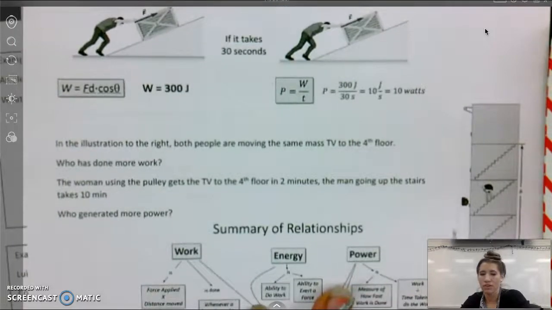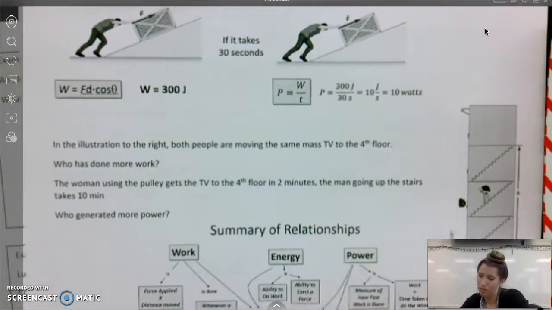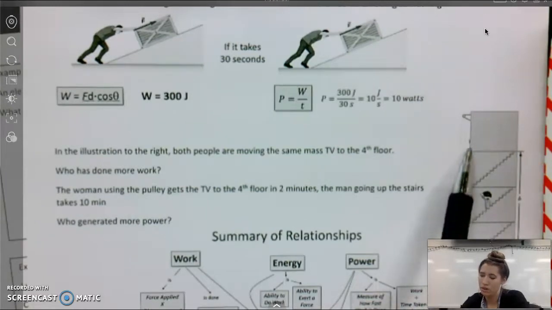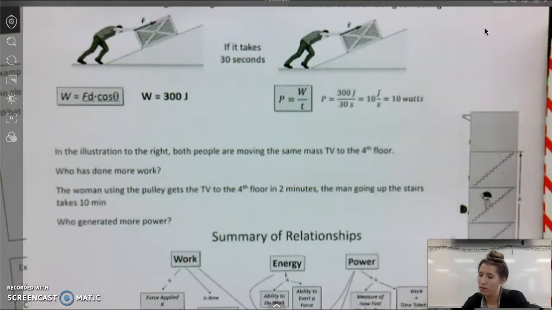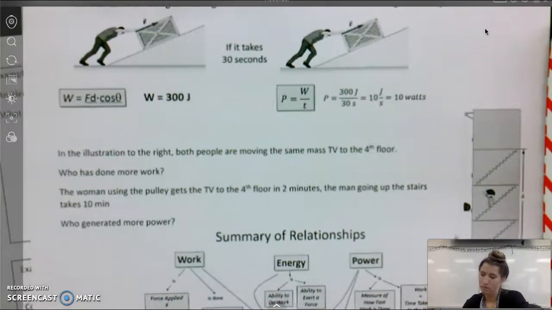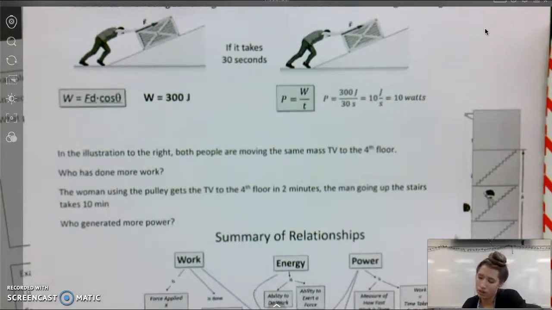We have an interesting illustration here. To the right, there are 4 floors. We have 2 TVs identical in mass. In one situation we're using a pulley to raise the TV to the 4th floor. In the other we're walking it all the way up the stairs. Who has done more work? Work is a change in energy, and this time that would be a change in potential energy, because we're increasing in height.